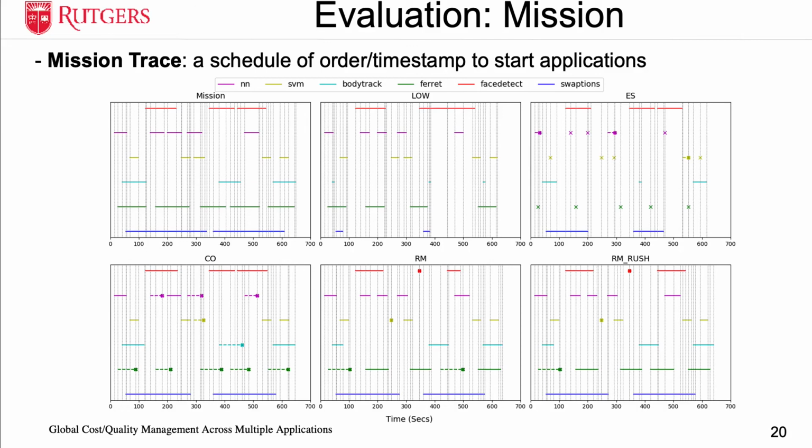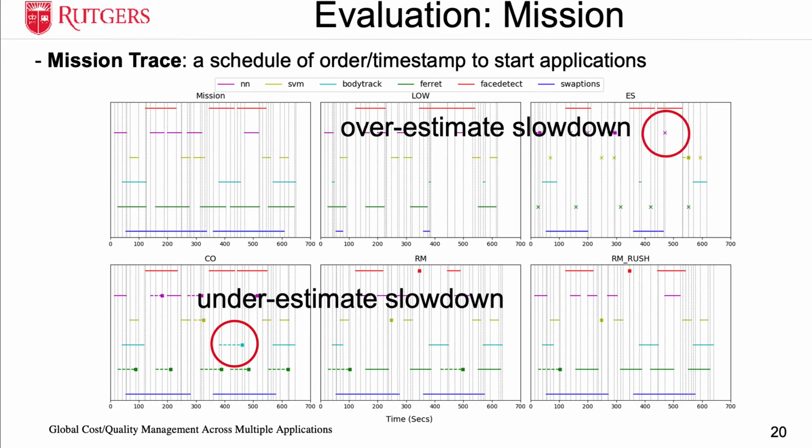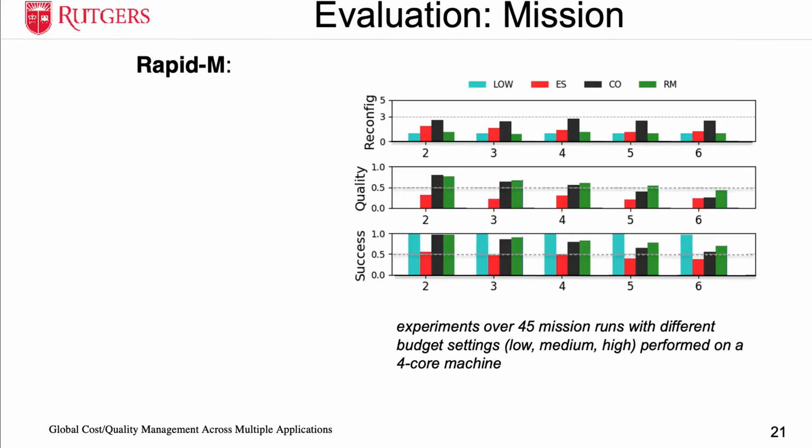We compare RapidM against 4 other heuristics, and we found out that for approaches that underestimate slowdown, applications may potentially use a higher setting at the beginning and eventually fail to complete. On the other hand, approaches that overestimate the slowdown may make the application think that it can never survive, so more executions are rejected when they could have run. We summarize RapidM's benefits relative to other strategies on 45 traces, each with 10-minute length, using different budget settings.